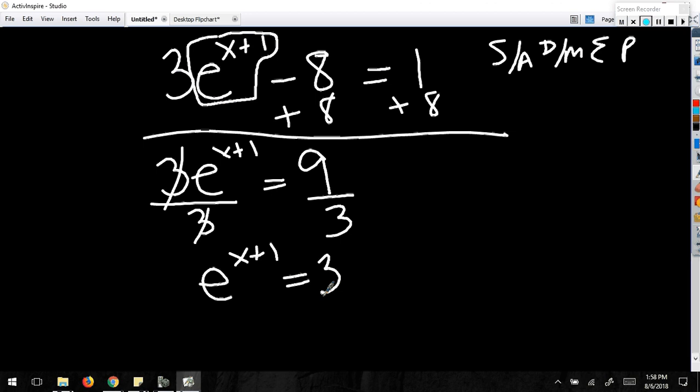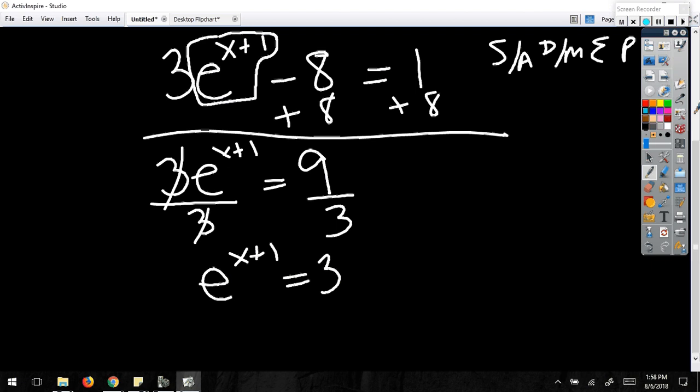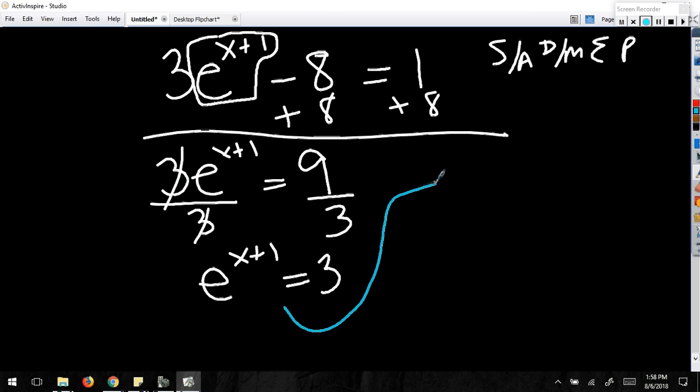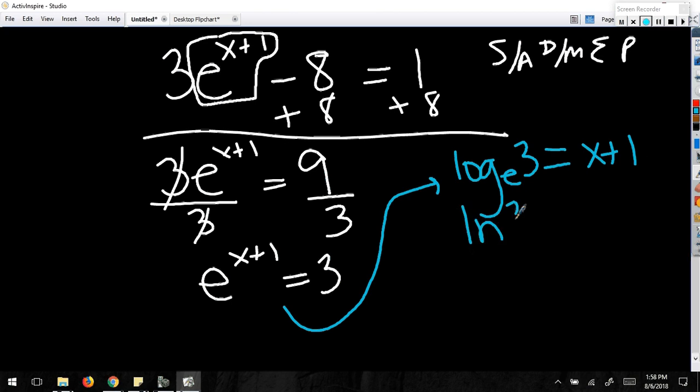So now that it's by itself, you might say, I don't know how to change the form on that. And you're wrong, because you do. If you look at it, and I'm going to come over here because I'm running out of room. I've got a log. Remember, your base is what's hooked to the exponent, which is e, of 3. Logs equal exponents, so it equals x plus 1. Now, if you think back, we have two types of logs. We have the common log, which is a base of 10. We have a natural log, which is a base of e. So here you can see we have a natural log of 3 equals x plus 1.